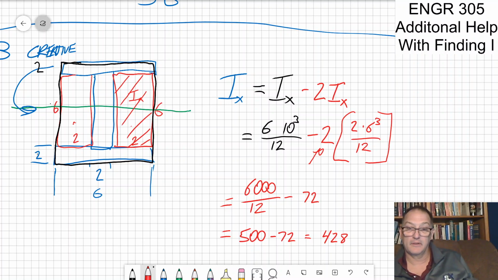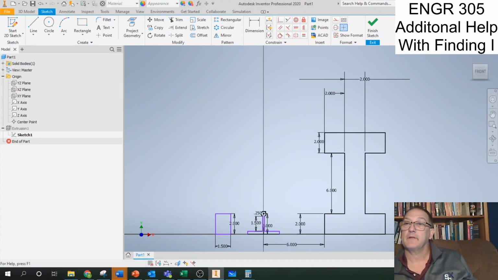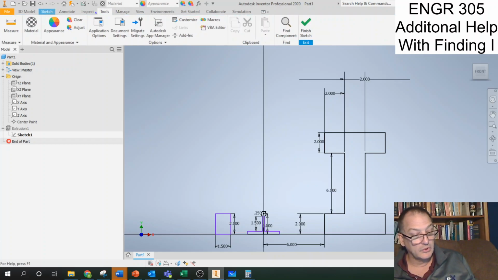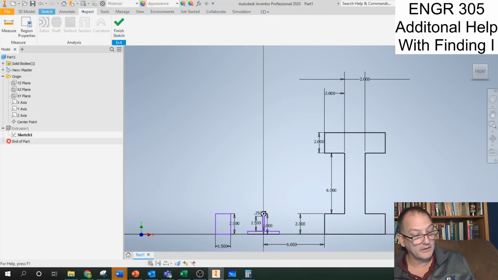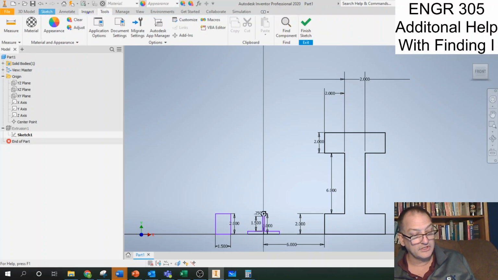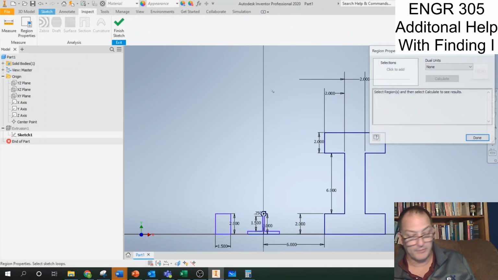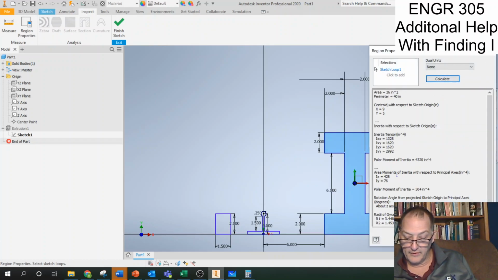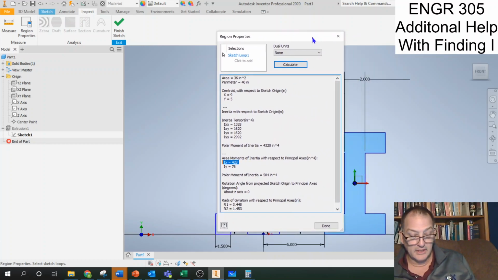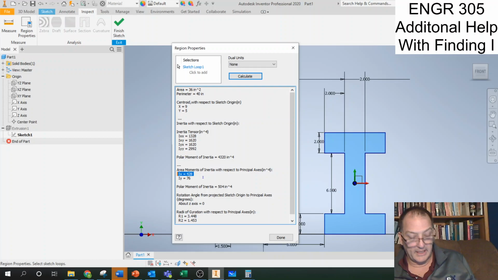Okay, so now let's pull up the Inventor. And got a lot of lines on my screen. All right. I've got it drawn. I go back to tools. No, sorry. Oh, there you go. Look. Under tools, there's measure. Under inspect, there's region properties. Select the region, hit calculate. And there, which is maybe behind my face. Yeah, that's close. There is the answer, 428.